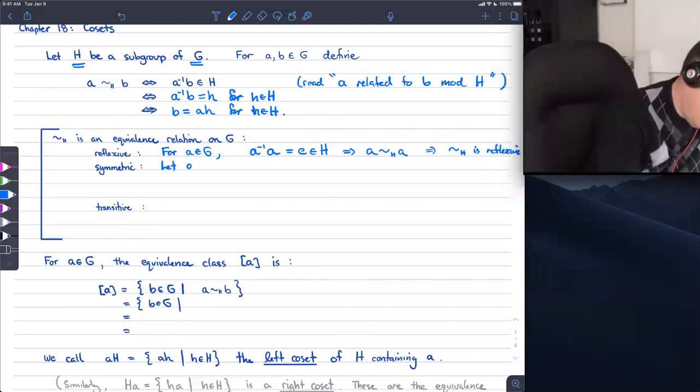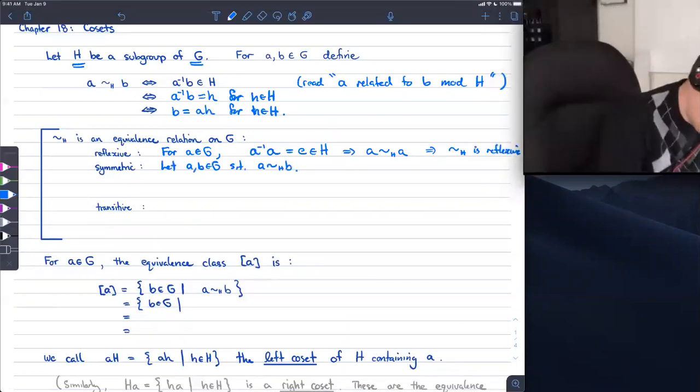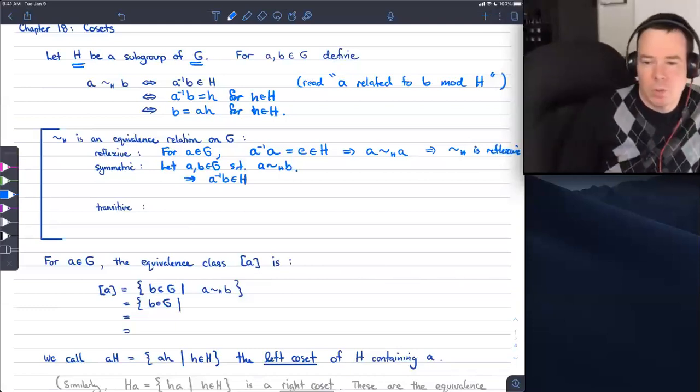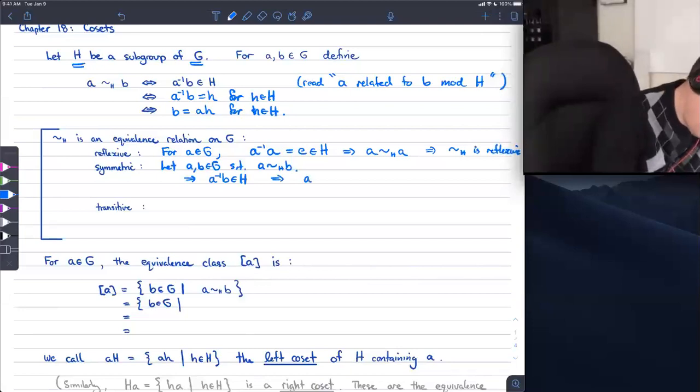Is it symmetric? Well, we'll let A and B be elements of G such that A is related to B mod H. What that means is that A inverse B is in H, but H is a subgroup, so we're going to exploit those properties. If an element is in H, so is its inverse. So (A inverse B) inverse is in H, since H is a subgroup and therefore closed under inverses.